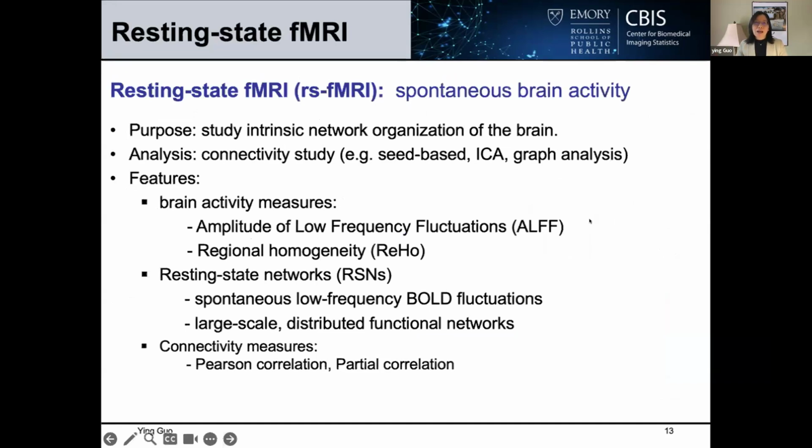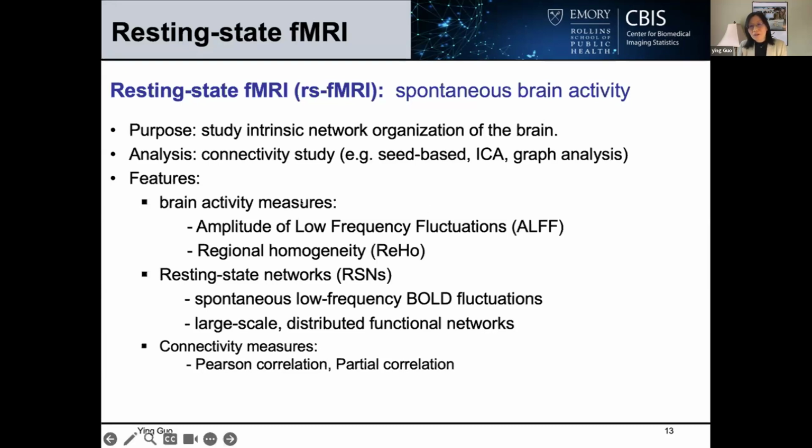Since the task fMRI, people accidentally discovered that even when subjects are not doing those active tasks, there is some spontaneous brain activity taking place in the brain. Specifically, they found that similar functional regions in the left and right hemispheres would have highly correlated fMRI BOLD signals under the resting state condition. So those reflect that there is some intrinsic spontaneous brain activity taking place there. So resting state fMRI since then has been used to study the intrinsic organization of the brain.